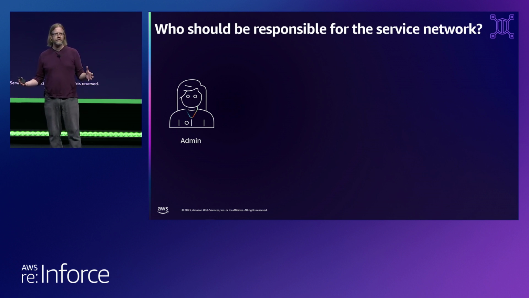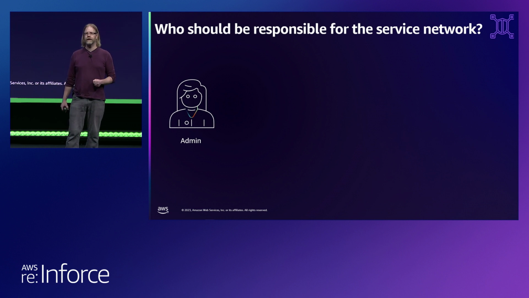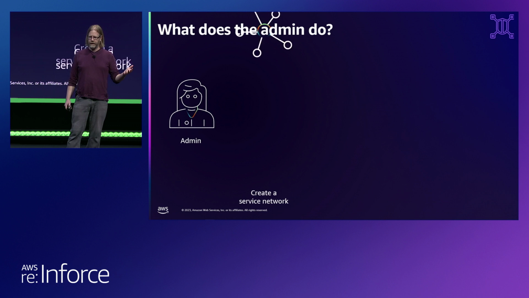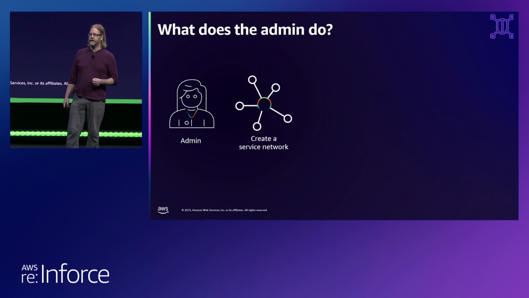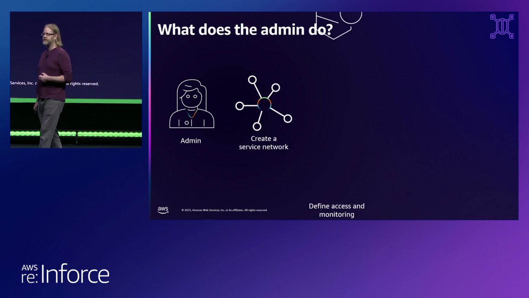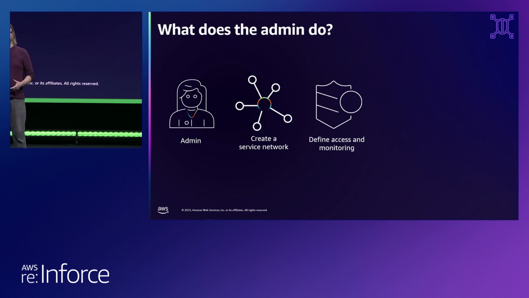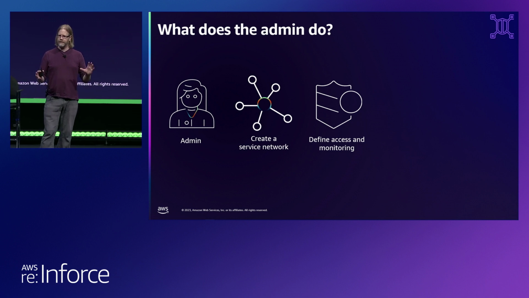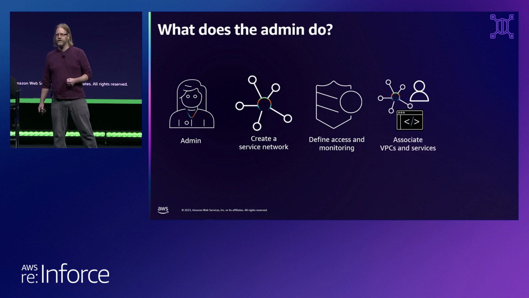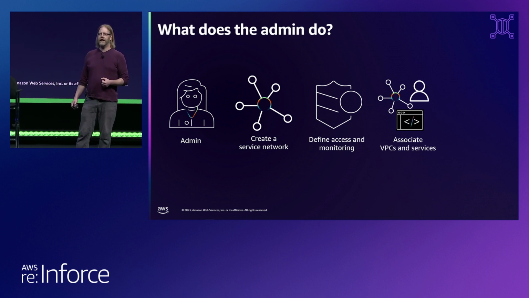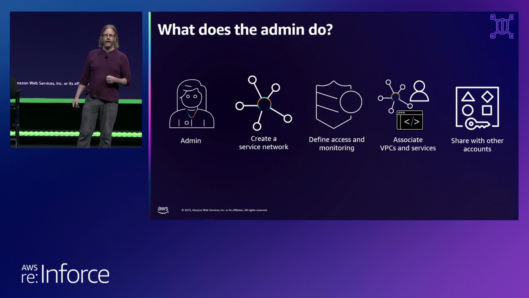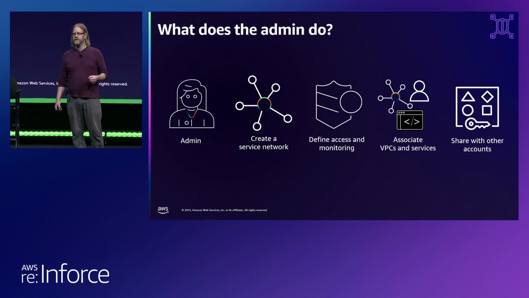The service network is the thing that has that data plane and control plane that all of those services talk on. And of course, that's the admin. The admin, as I mentioned, creates the service network. And then after that, they will actually define the access and monitoring. So it's an important piece. Monitoring of the service network is separate from monitoring of the services. And then they'll go ahead and associate this with VPC services. And then remember, I showed you in the first slide, you can go ahead and share this with other accounts with RAM, Resource Access Manager.